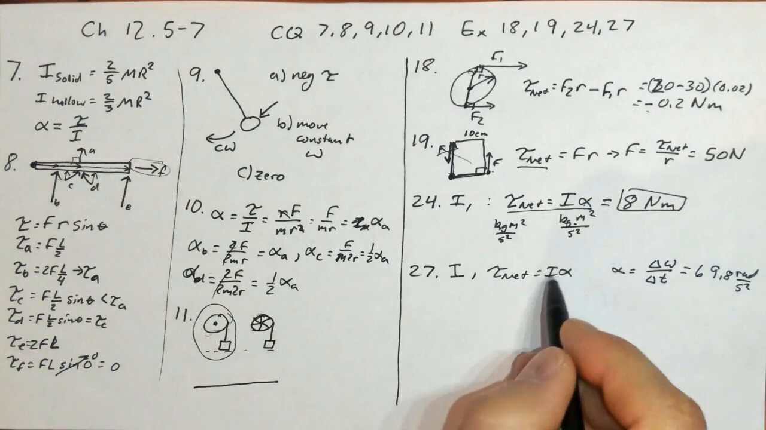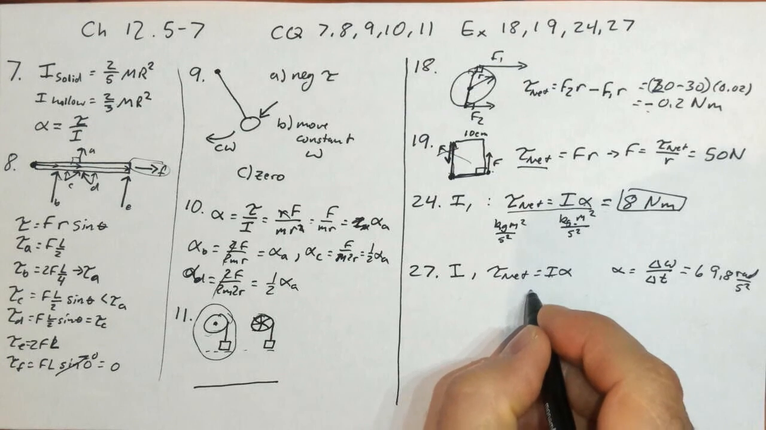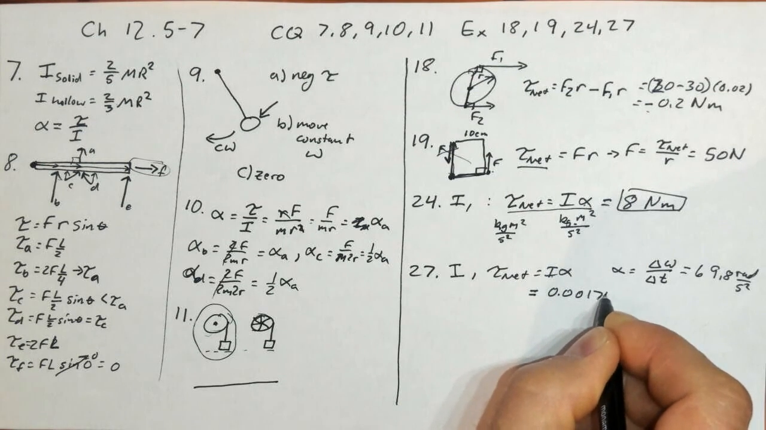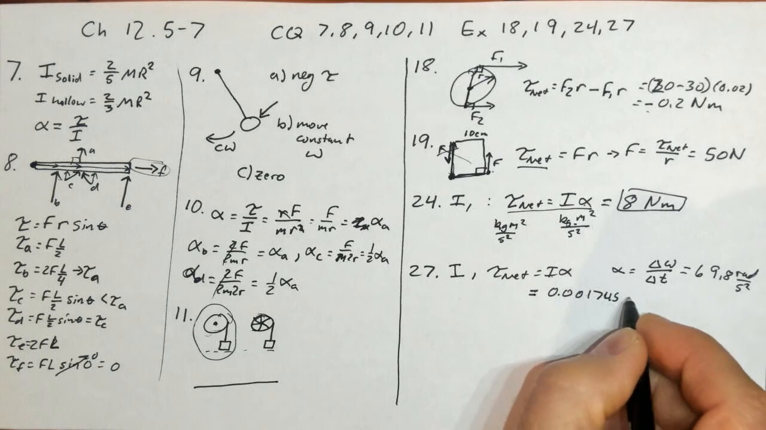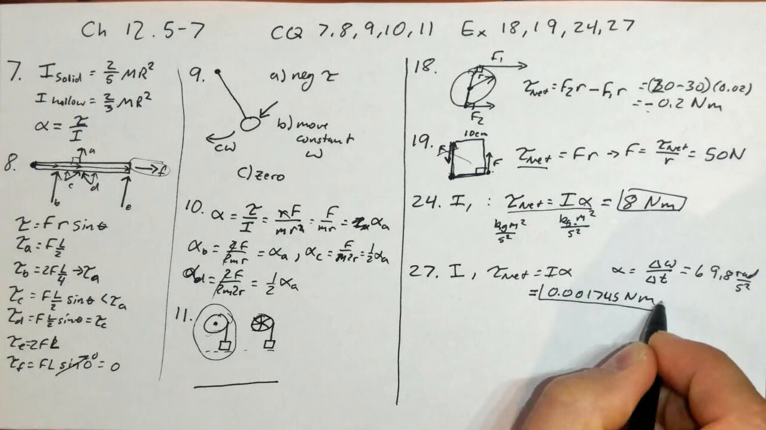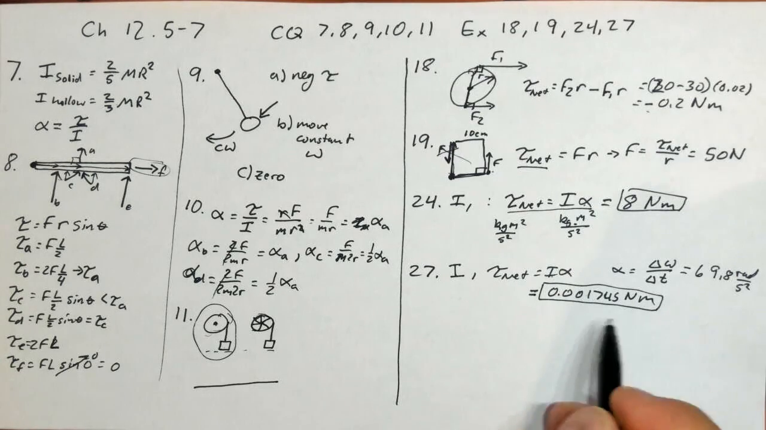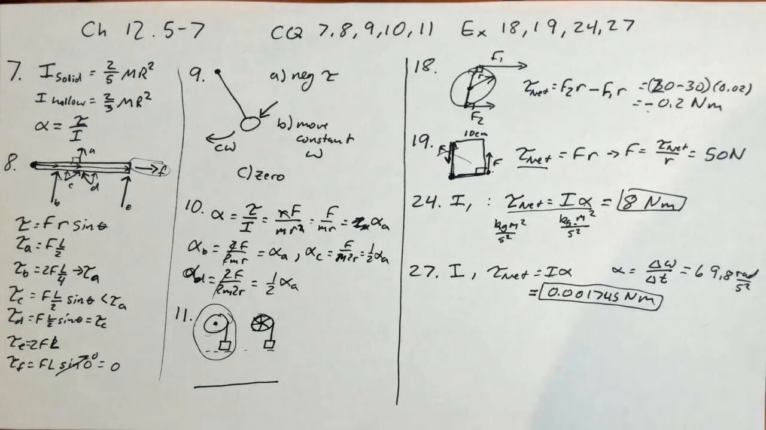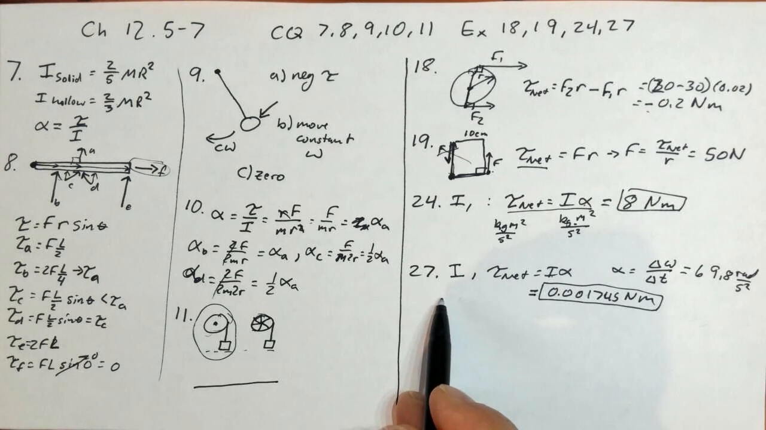And by multiplying that by the given value for I, we get a torque of 0.001745. That's probably too many digits, but I'll just list it out. Newton meters. Or 1 millinewton meter, we could write. Now this has a part B, and the part B is just a review of kinematics, which we've done before. So I'll pause on that one.